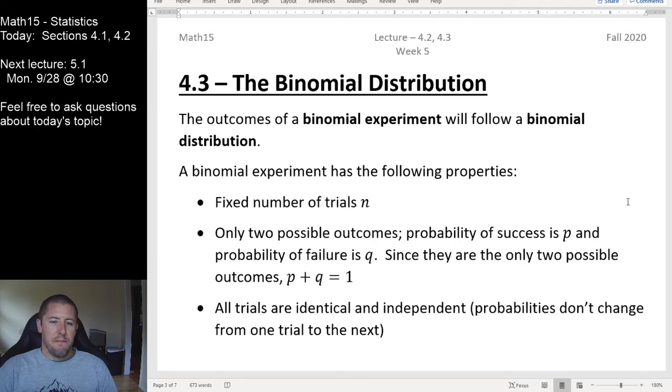So let's define what we mean by this binomial distribution and see some computations associated with it. The outcomes of a binomial experiment will follow a binomial distribution.